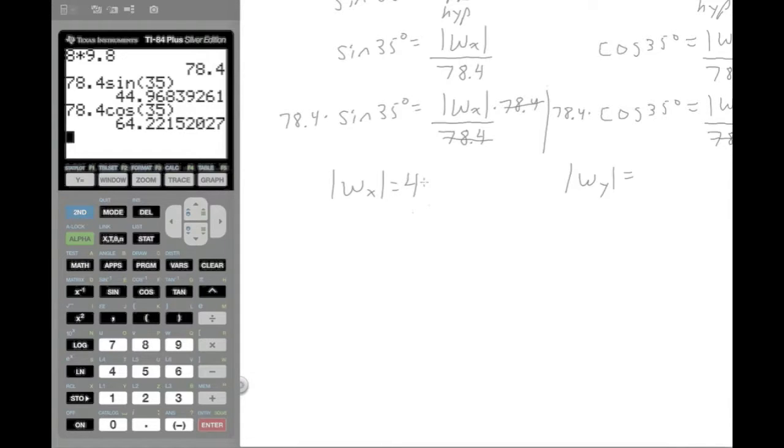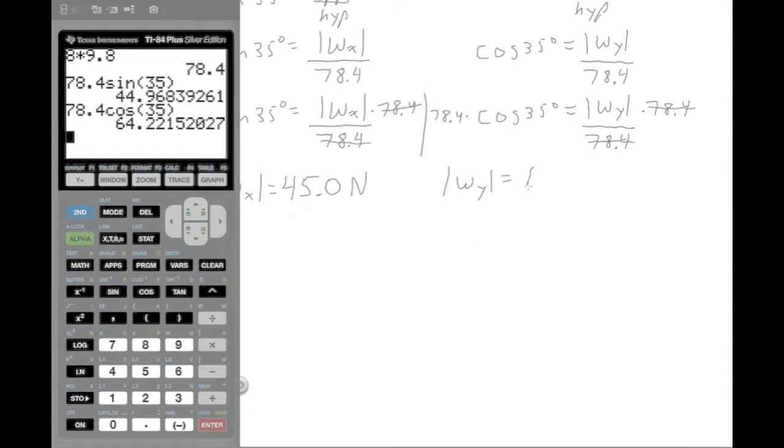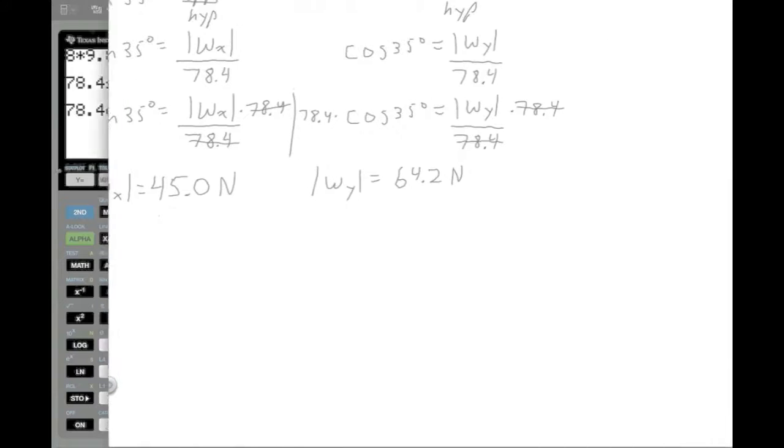Do you know how to do that rounding? So this will be 45.0, and we put in the units of newtons. This digit makes this digit get bigger, and that brings us all the way up to 45. And then W sub y here, I'll call 64.2 newtons. That's the magnitude of W sub y.